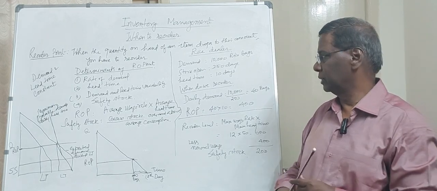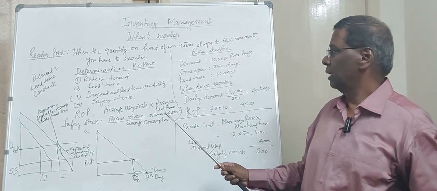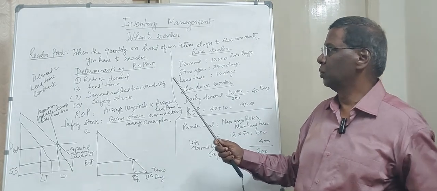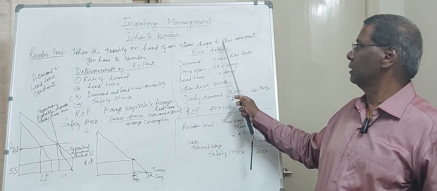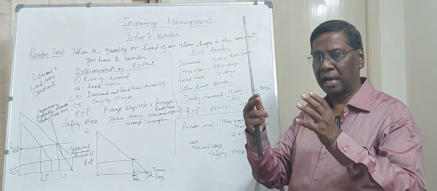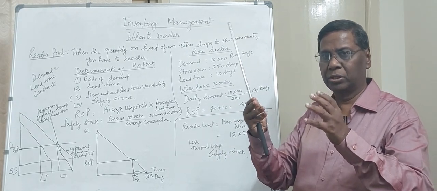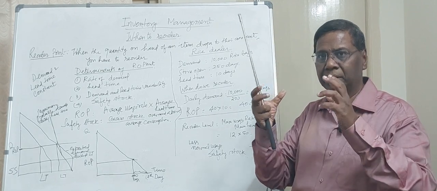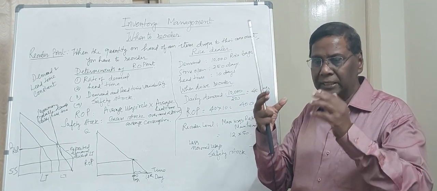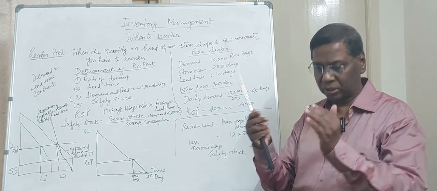This is what I'm saying. I'm repeating it again because it's very important. What is reorder point? Reorder point is when the item drops to this amount, the lead time average consumption, the average units to be consumed. When it reaches that level, you have to reorder because that is only what is in hand.